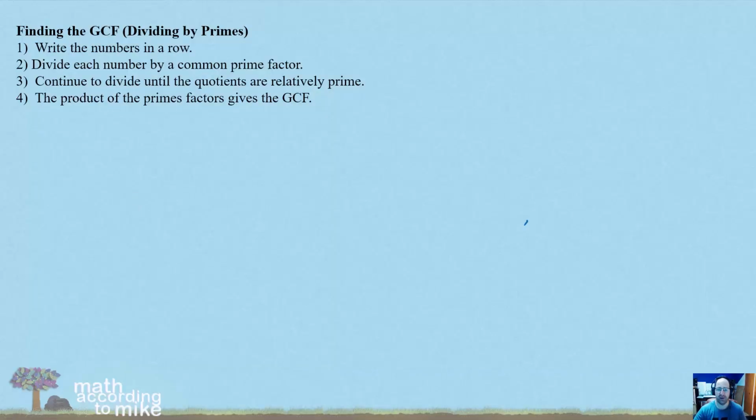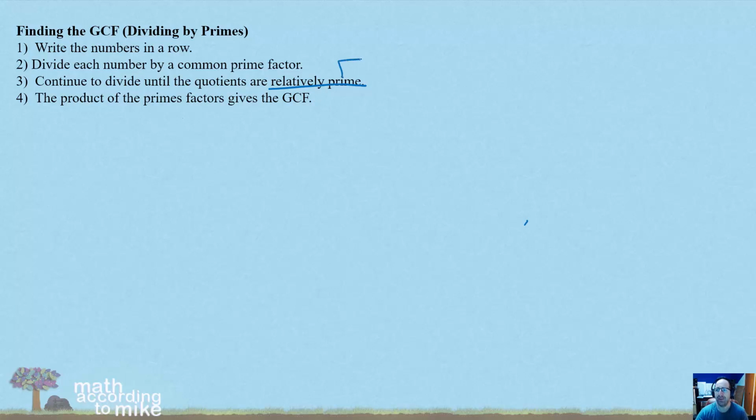All right, so the second way we're going to learn how to find the GCF is by dividing by primes. Oh, well, let me erase that. As it says there, you have some steps. Write each of the numbers in a row. Divide each number by a common prime factor. Continue to divide until the quotients are relatively prime. Oh, someone forgot to explain what that phrase meant, but I'll do that in a second. And the product of the prime factors gives the GCF.